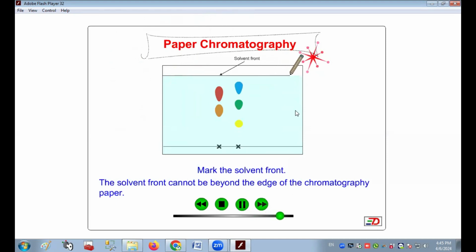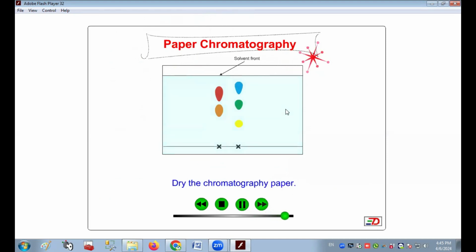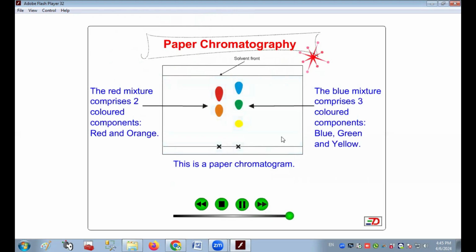Then you may dry the paper. This line is called the solvent front. Now the paper is drawn.